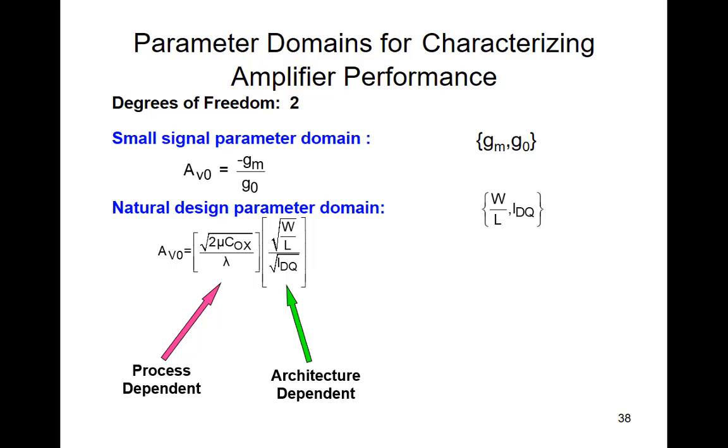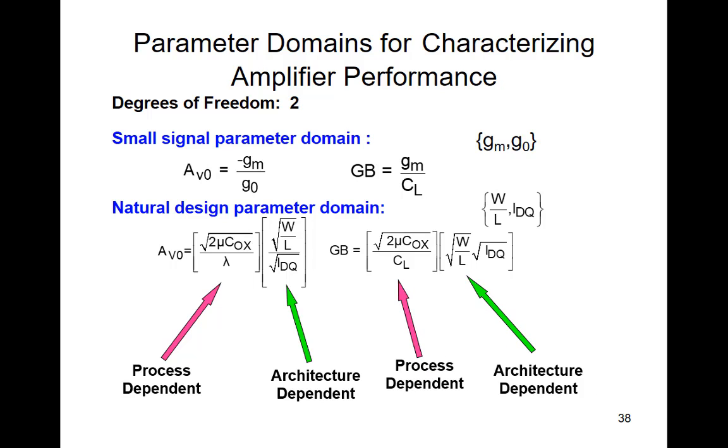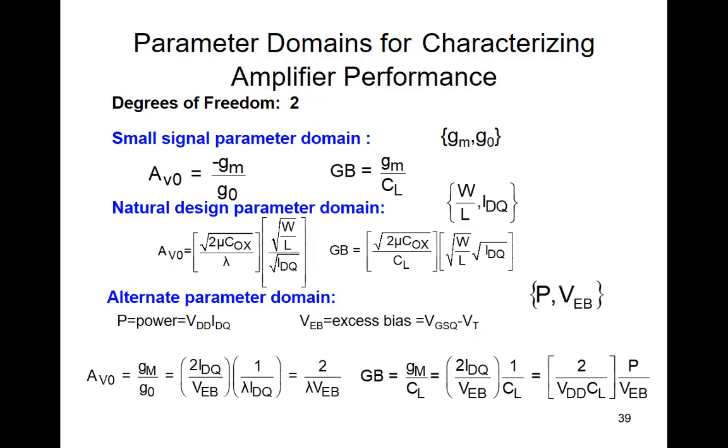Well, oftentimes we have to compare different architectures to decide which one we want to focus on. And if I look at the gain bandwidth product, I can also write it in this factored form here. This one is only dependent upon the process, and this is only dependent upon the design. So a similar observation for the gain bandwidth product: process dependent and architecture dependent.